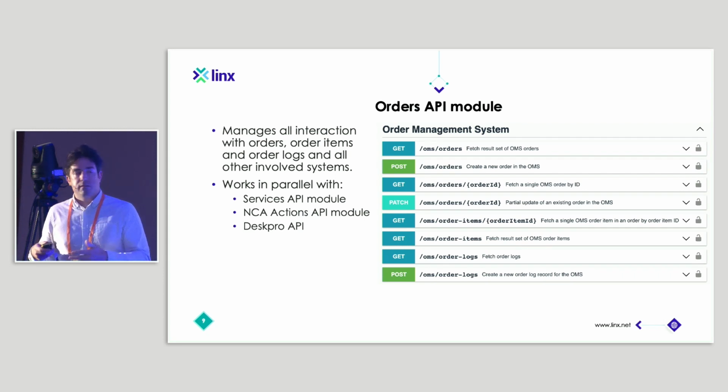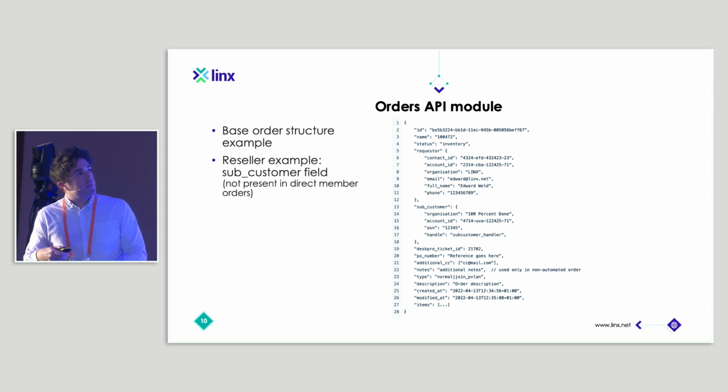past the inventory stage, there are actual services that exist. So we create them and then update them by the service API module, which is another module in our APIs. Then the NCA action API module, which is the API that handles the automation part, which I'll cover later, and the Despro API, which is our ticketing system. So these are third-party APIs that we use to create tickets, update them, and so on.